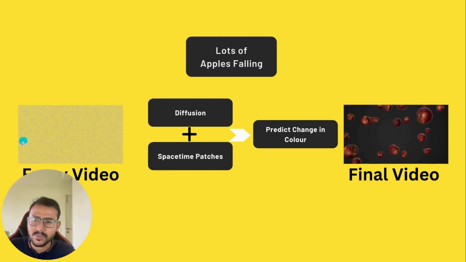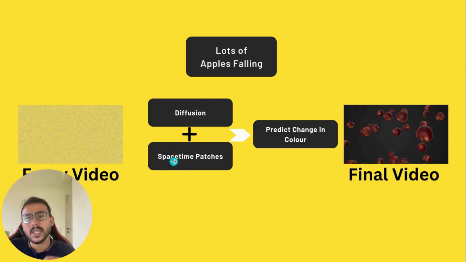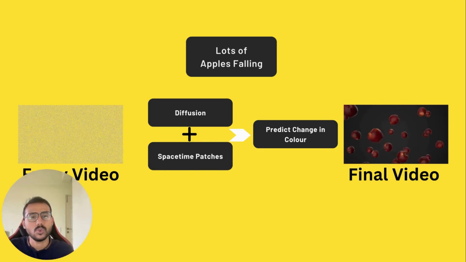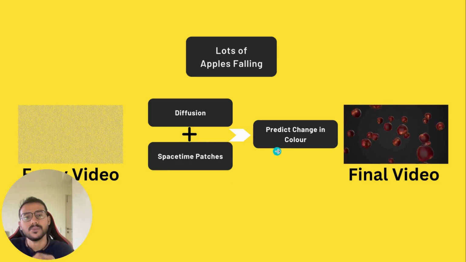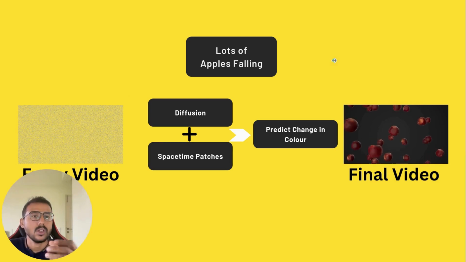Sora begins with a fuzzy video using diffusion and spacetime patches. It tries to predict what kind of color changes it has to make so that the fuzzy video is converted into a final video which shows lots of apples falling.